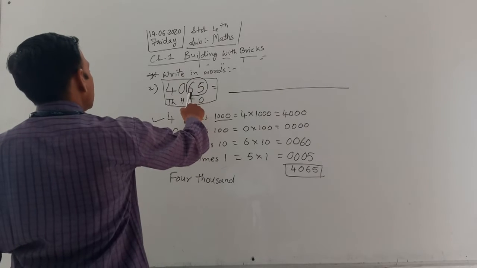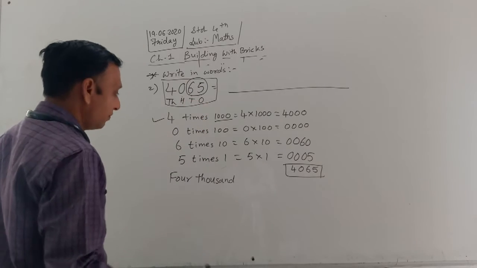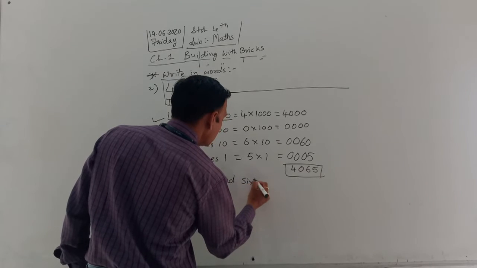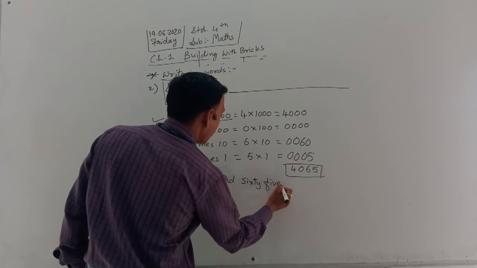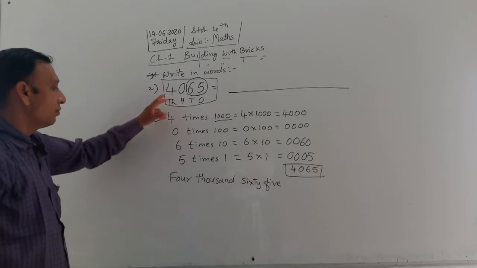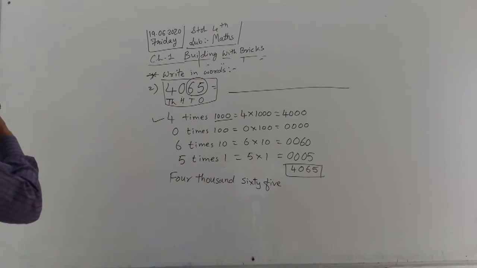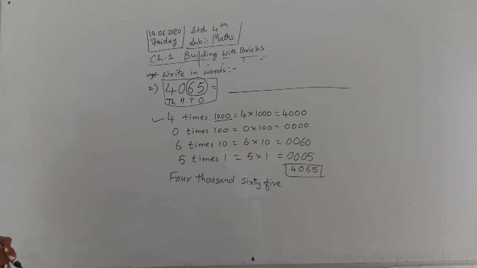Directly the tens and ones place, 6 and 5. 6, 5, 65. So 4,065. Understand? 4,065. Okay? Have you got it?